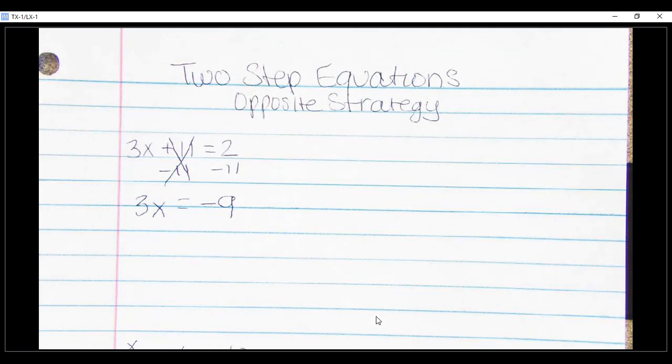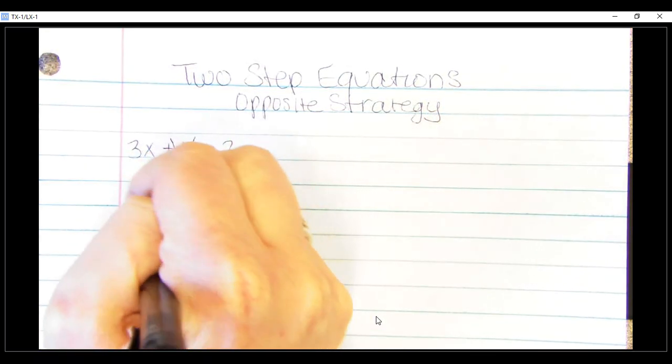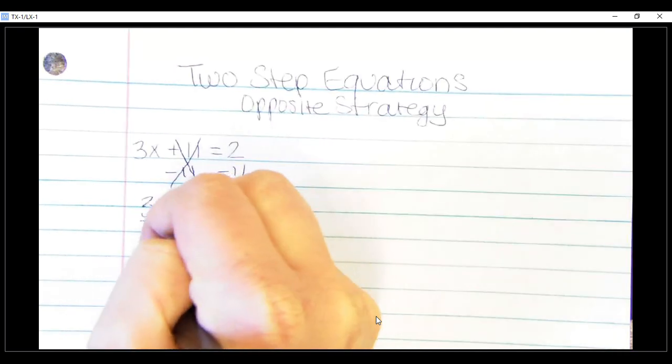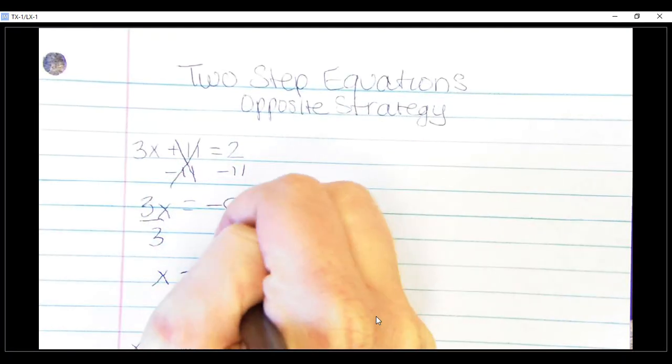Great. Now that you've taken that one step, you're going to see that this looks like the one-step equations that we've already talked about. So we have 3x equals negative 9. Again, 3 and x are multiplying each other. We want to get the x by itself, so we're going to divide by 3 on both sides to get x is equal to negative 3.